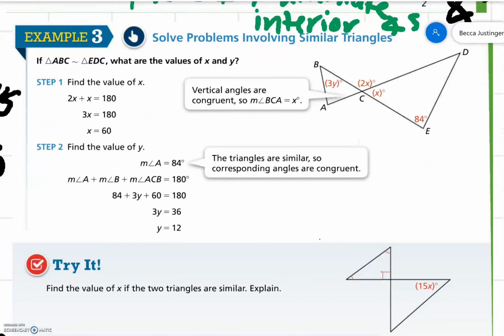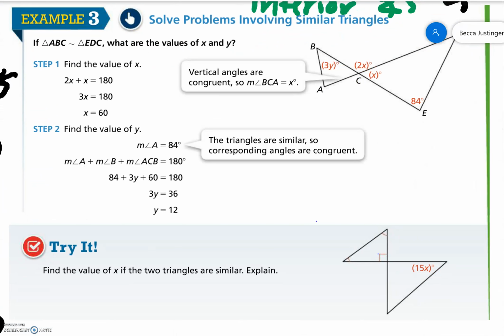Example number 3, solve problems involving similar triangles. Step 1, if triangle ABC is similar to EDC, what are the values of X and Y? So first we're going to solve for the value of X, but I see these two together. 2X plus 1X has to equal 180. They make a straight line. So that means 3X is equal to 180 by combining like terms. Divide both sides by 3, and x equals 60. So if x equals 60, that tells me that this is 60.